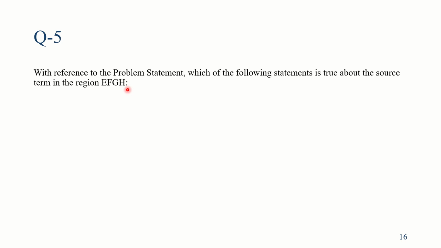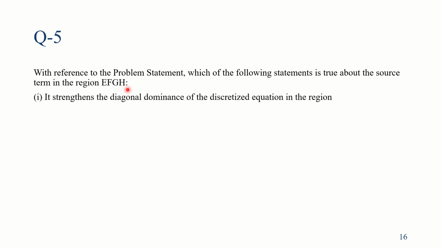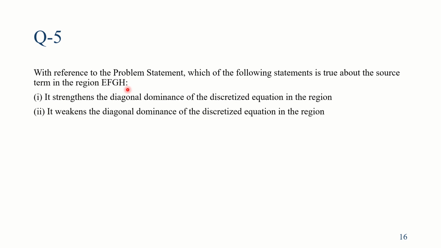This is question 5. In question 5, with reference to the problem statement, which of the following statements is true about the source term in the region EFGH? 1: It strengthens the diagonal dominance of the discretized equation in the region. 2: It weakens the diagonal dominance of the discretized equation in the region. Options: 1 only, 2 only, 1 and 2, neither 1 nor 2, one cannot say a priori.